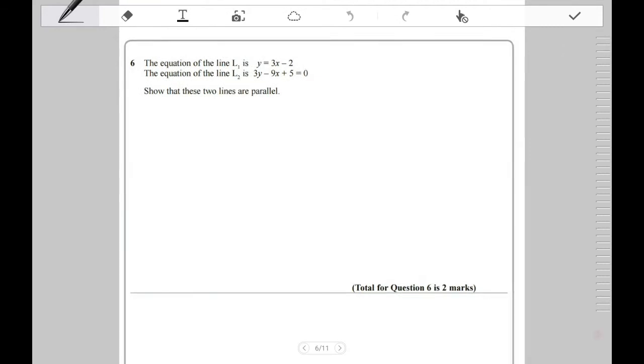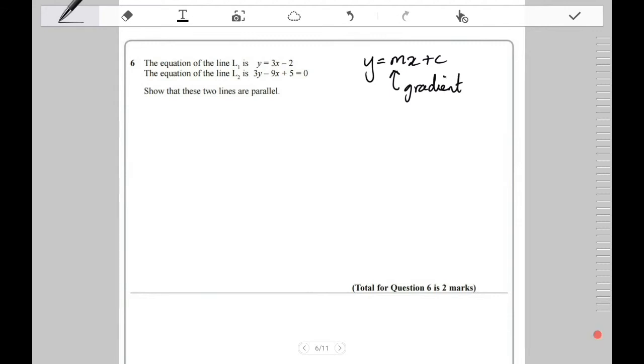The equation of the line L1 is y equals 3x minus 2. The equation of the line L2 is 3y minus 9x plus 5. Show that these two lines are parallel. Well, we know that for two lines to be parallel, their gradients must be the same. And the way you can see whether the gradients are the same is by referring to the equation of the line in the form of y equals mx plus c, m being the gradient.